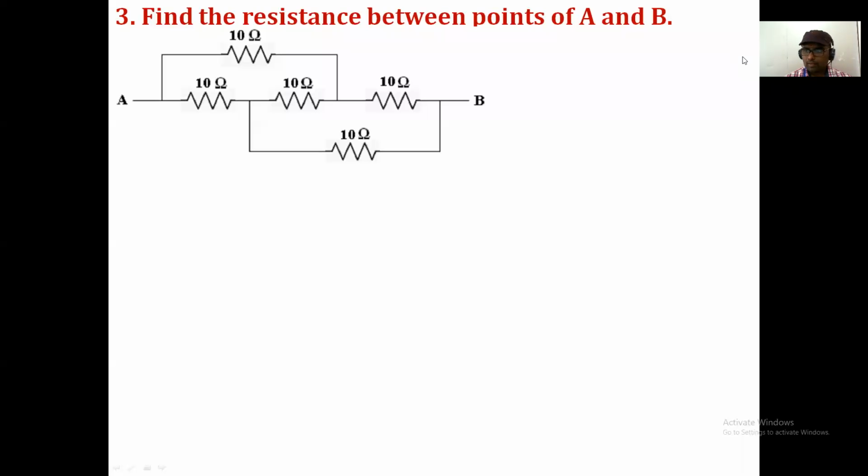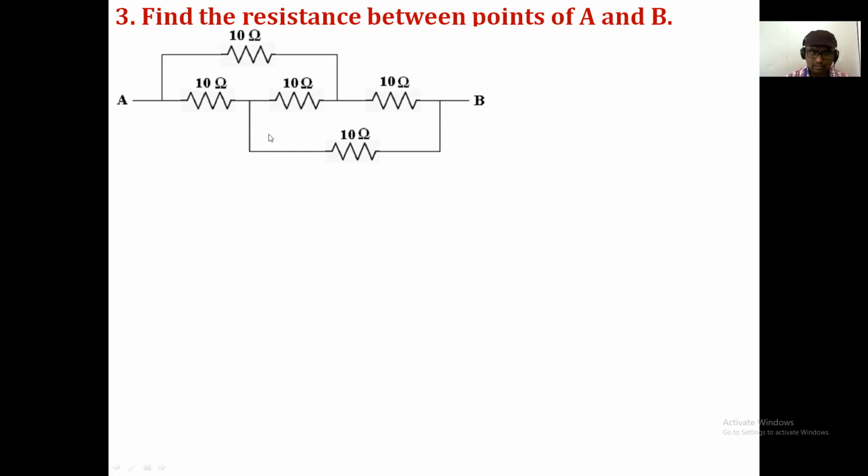Again, in this numerical, it is not mentioned whether to solve it with a series and parallel circuit or with a delta star transformation. That thing we have to decide. Whenever a question comes like this, first we have to check: is it possible to apply the series and parallel circuit rule? If the answer is yes, definitely we can solve it with the series and parallel circuit. If the answer is no, that time we will think about the delta star transformation.